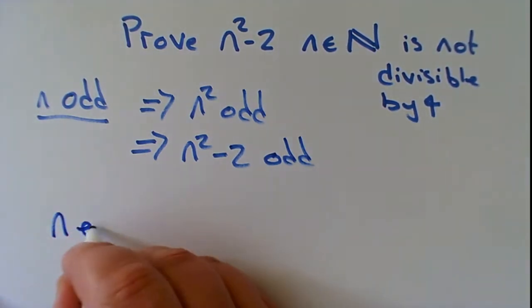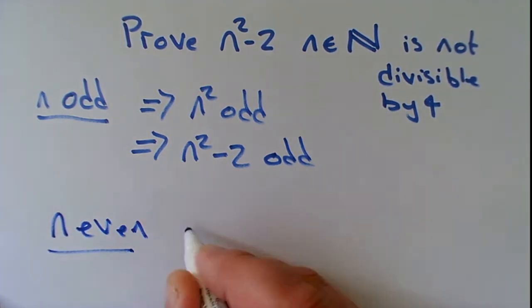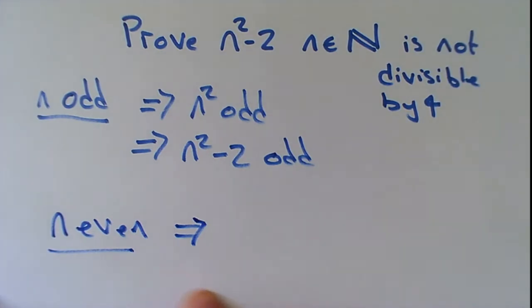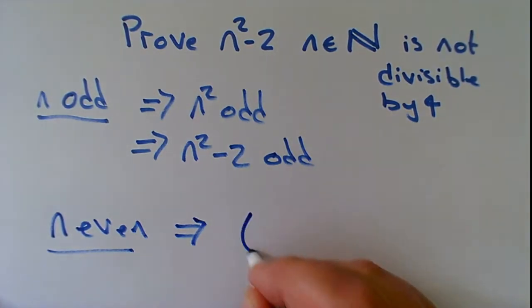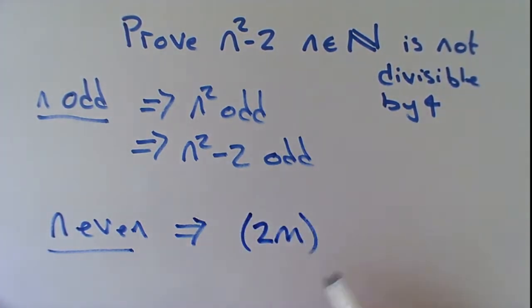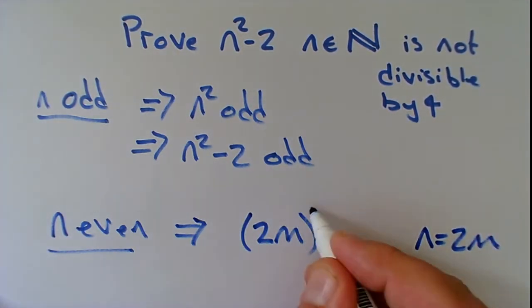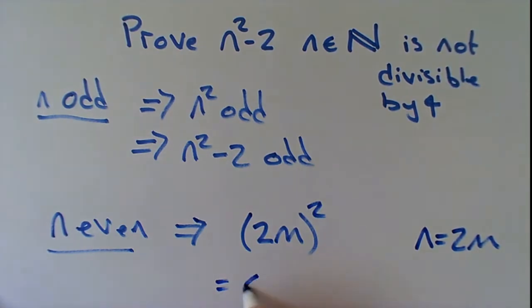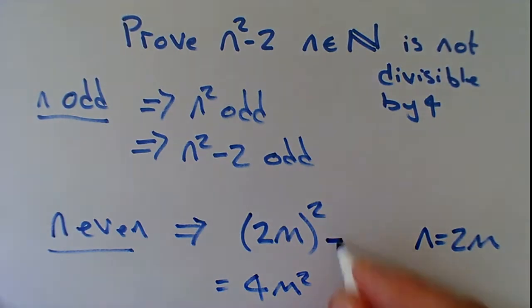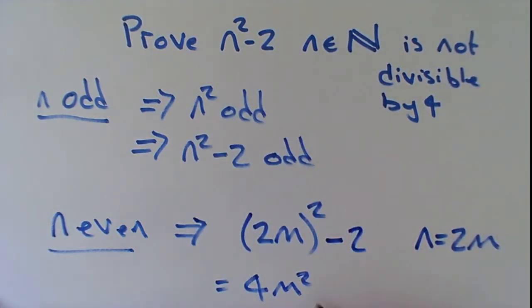And then you've got the other case when n is even. What does that mean? In this case, what might be easier is just to express n as 2m. There must be some m where m is a natural number. So n could equal 2m. What happens when you square that? Well, you get 4m squared. So when you say n squared minus 2, the full expression, you end up with 4m squared minus 2.